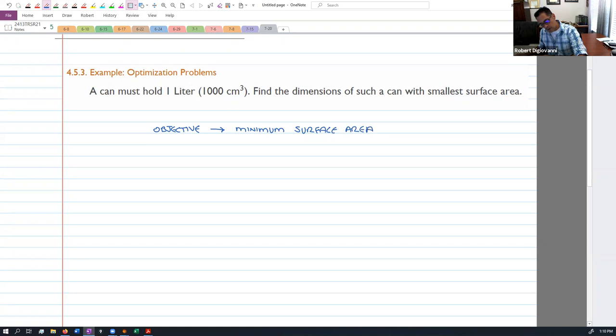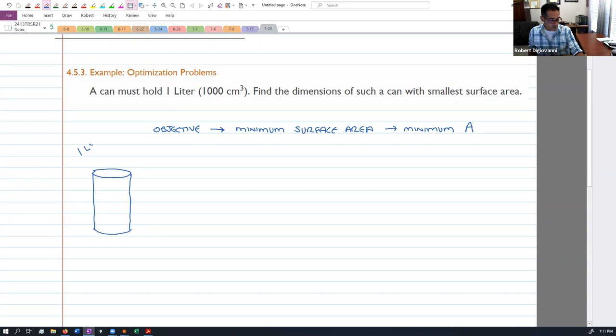So for the sake of this problem, I'm going to call surface area A. We want the minimum area, we just understand I mean surface area. So let's write down what the area of this can is. I've got to draw a can. There it is. All we know is this holds 1 liter.